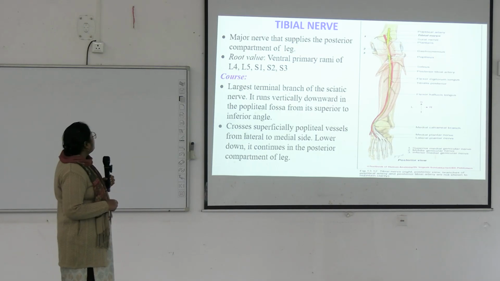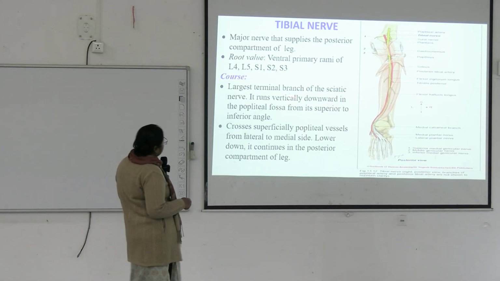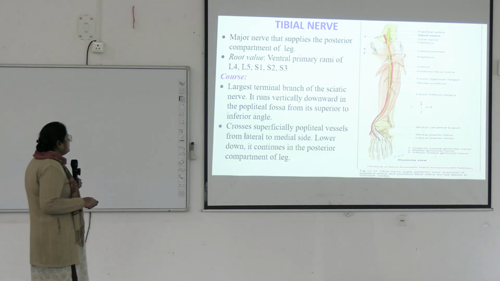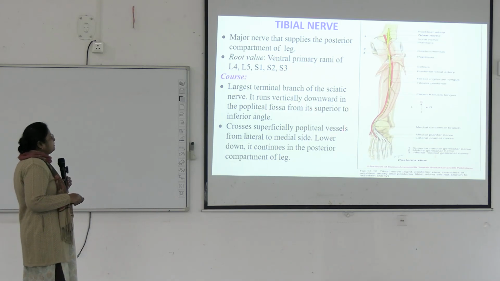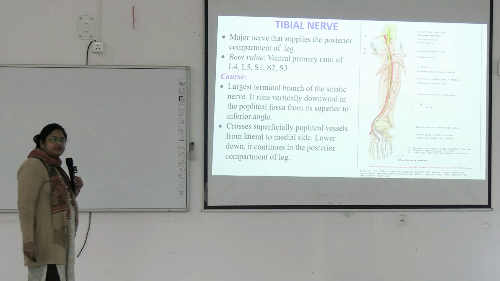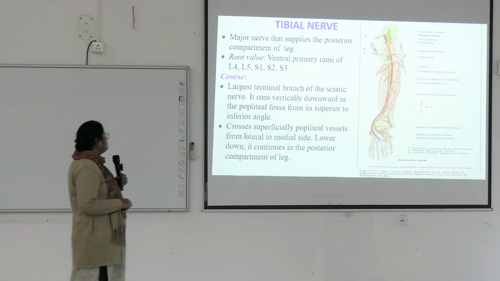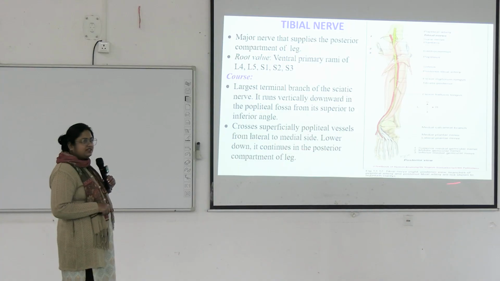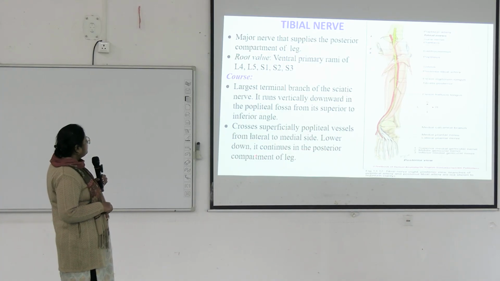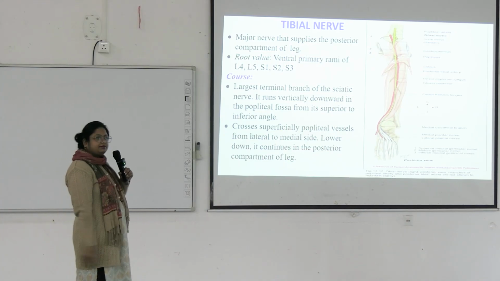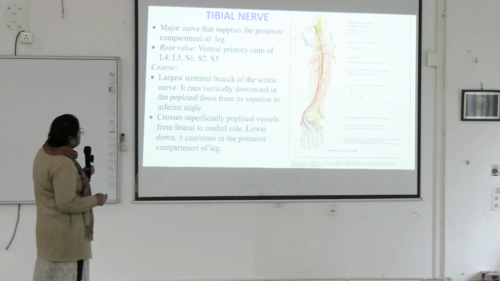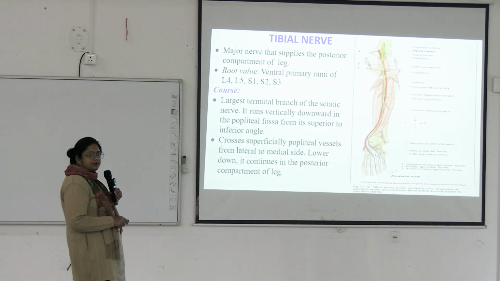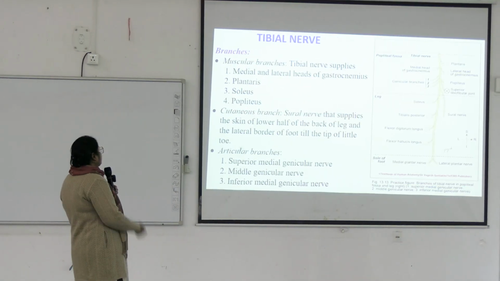Course: it is the largest terminal branch of the sciatic nerve, runs vertically downward in the popliteal fossa from its superior to the inferior angle, and it crosses superficially the popliteal vessels from lateral to medial side, and lower down continues in the posterior compartment of the leg. Here in the popliteal fossa, here in the back of the leg, posterior compartment of leg.